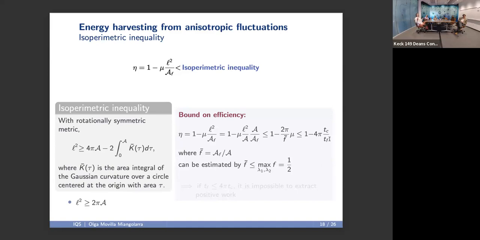And in particular, what this also tells us is that if TF is smaller than 4 pi times TC, if we're going too fast, then this negative term will dominate over 1. What this means is that efficiency will always be negative, no matter how you choose your curve. So if you're going too fast, it's not going to be possible to extract any positive work.